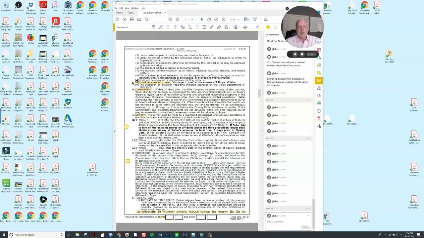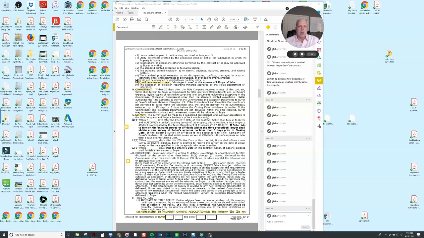If they don't accept the survey that you're providing, then the bottom section of C1 is saying who would have to obtain a new survey. Would that be at the seller's expense or the buyer's expense? The other two options under C just say straight out that within a certain number of days the buyer, or within a certain number of days the seller, will purchase a new survey. Then you've got section D, which is discussing objections.